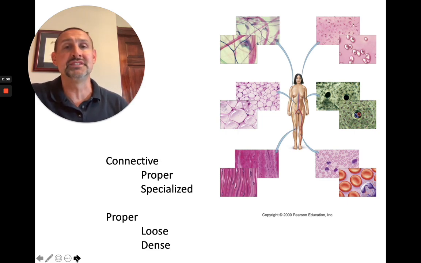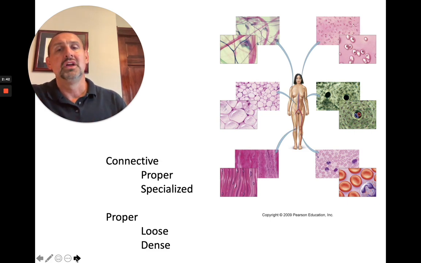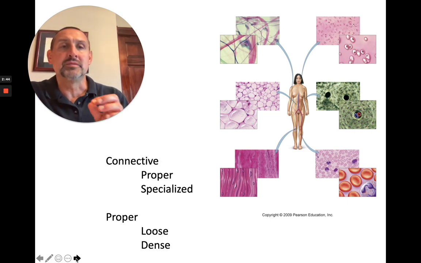The second major category is connective tissue. Connective tissue does just that. It connects, it holds your body together. Connective tissue is divided into proper and specialized. This side is proper connective tissue. This is specialized.